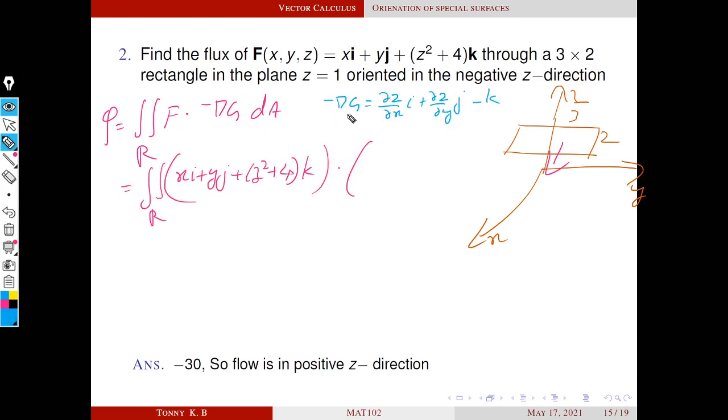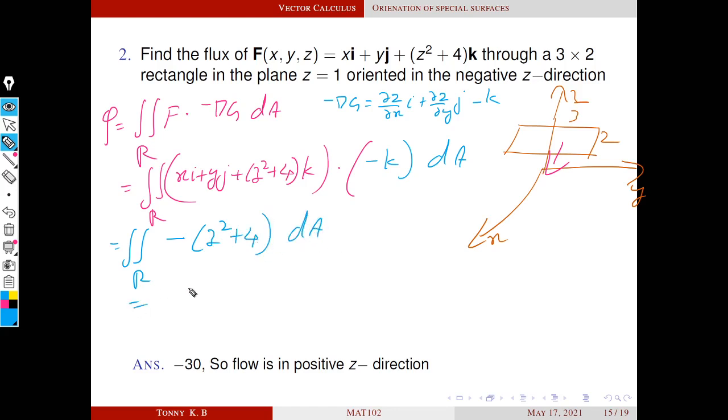So what is minus del g? Minus del g is dou z by dou x i plus dou z by dou y j minus k. And what about dou z by dou x? Here dou z by dou x is 0 because there is no x variable. Similarly, dou z by dou y is also 0. So minus del g becomes minus k. So this expression becomes F dot minus k dA, which is the double integral over R. By taking the dot product, this becomes minus of (z square plus 4) dA.